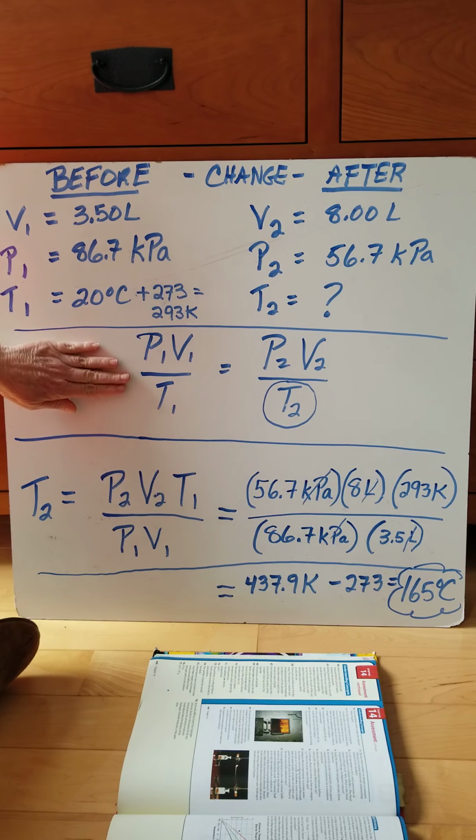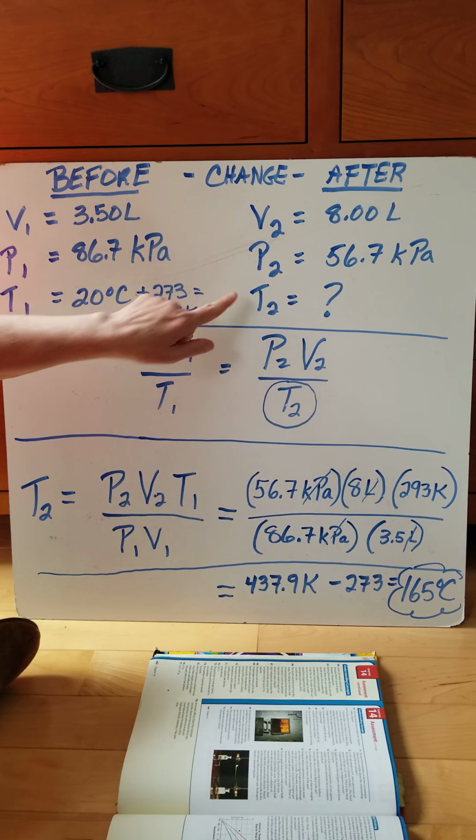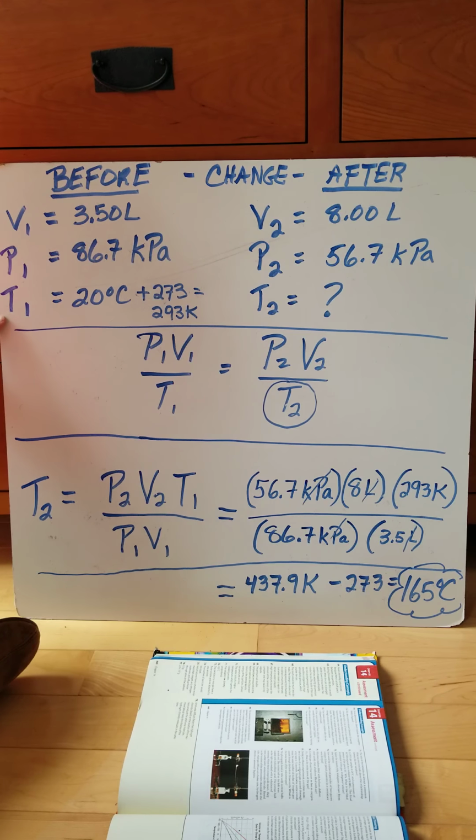We know we're always going to be using the combined gas law. That's the only law I'm having you use. And so we know we're using pressure, volume, and temperature. So I just set it up, and then I read the question. What I'm looking for is the set of conditions before the change as my ones, and then the new set of conditions after the change.